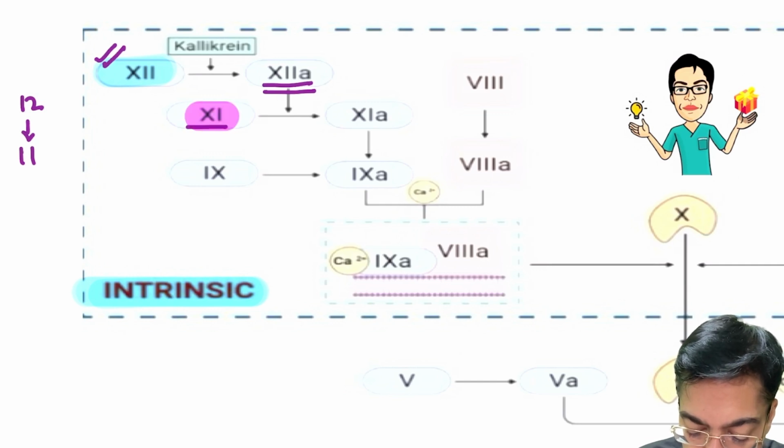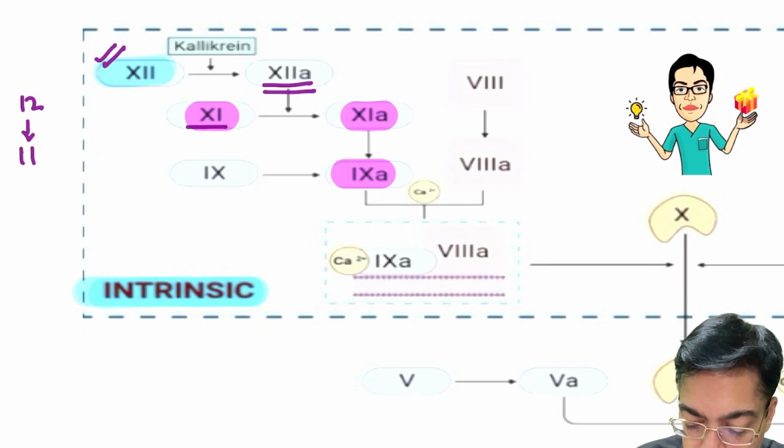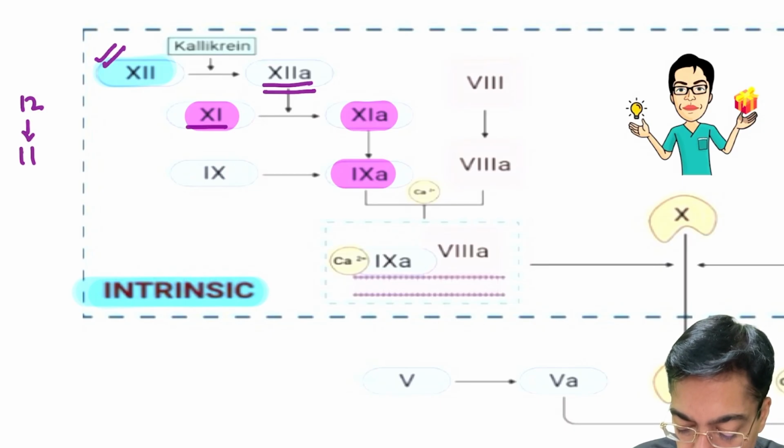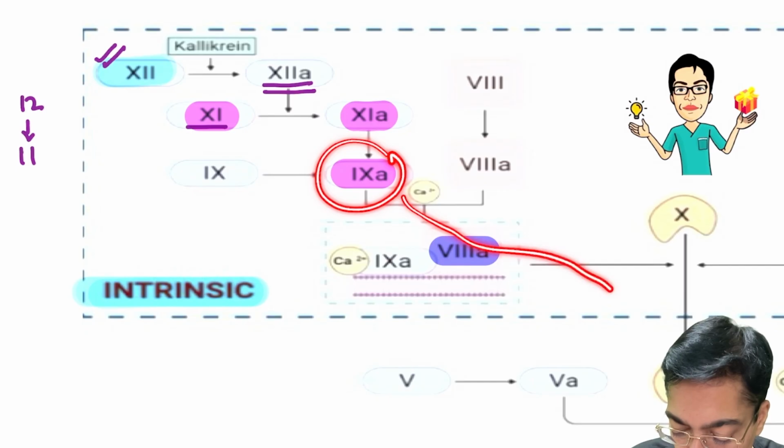And once you are having activation of factor 11, we will then have activation of factor 9. Factor 9, with the help of factor 8, is going to be responsible for causing activation of factor 10. So from 9, with the help of 8, you are having the activation of factor 10 over here.